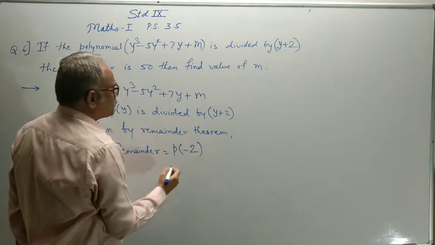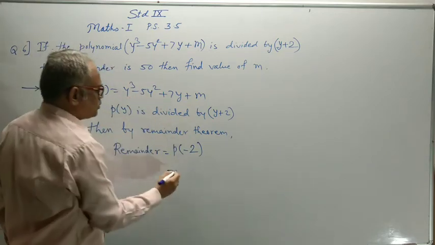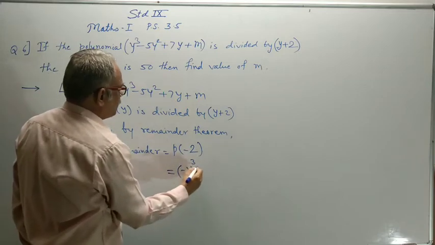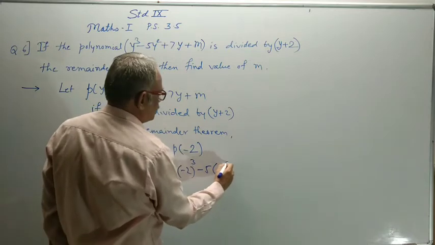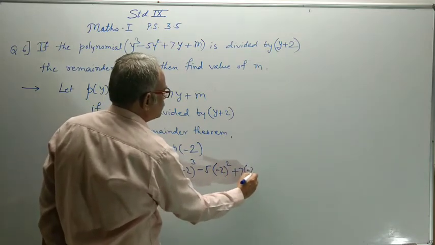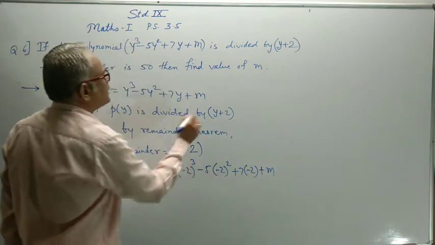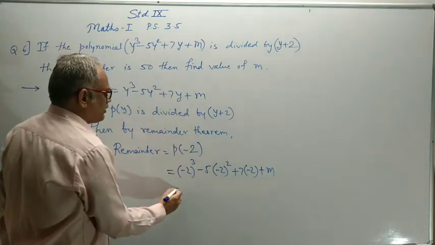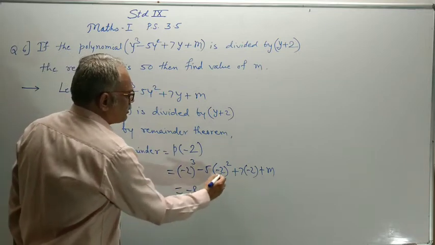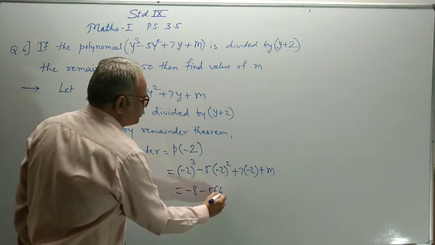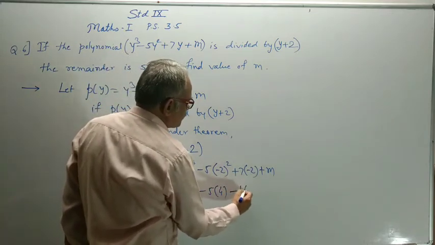So for p of minus 2, wherever there is y, write minus 2: minus 2 cube minus 5 into minus 2 square plus 7 into minus 2 plus m. m should be kept as m because y is the variable. In place of y, we write minus 2. Cube of a negative is negative. Minus 5 into the square of a negative, which is positive: minus 2 square is positive 4. 7 into minus 2 is minus 14.